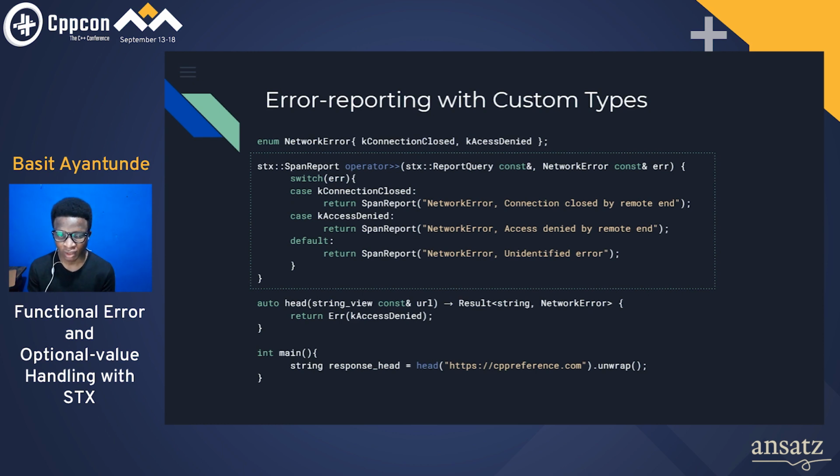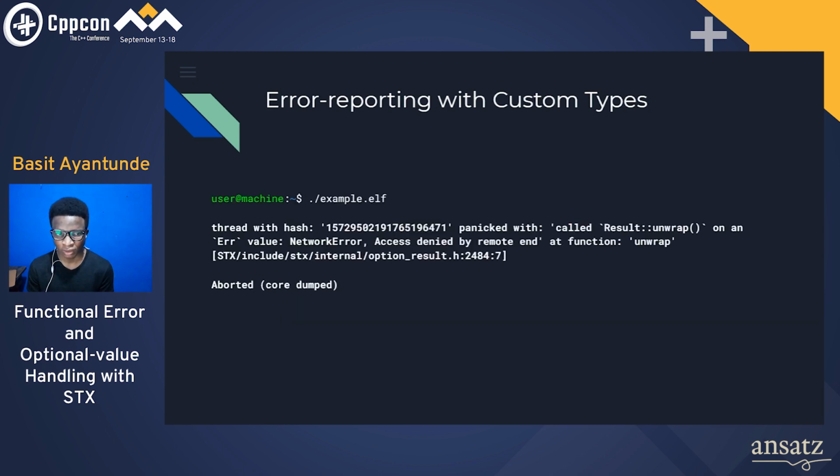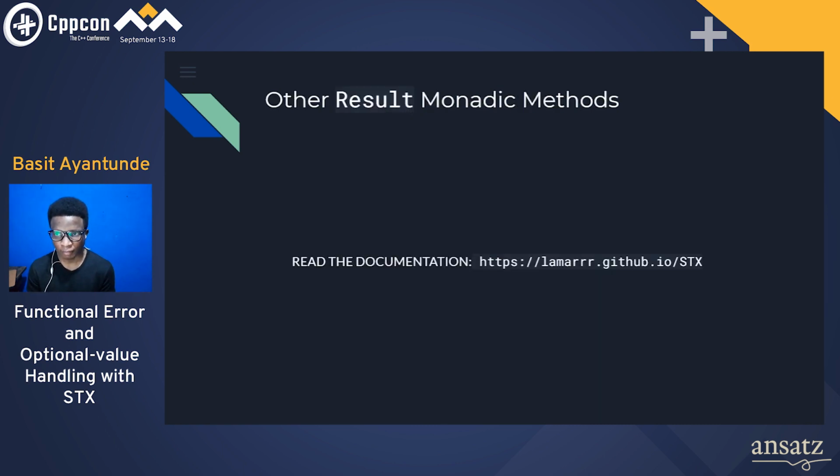So now, as we've defined our report, let's see what we'll get on the console. Here's the error you get with the reporting. Do notice how we got information based on the error type. Now, you can check on more monadic methods in the documentation as usual.